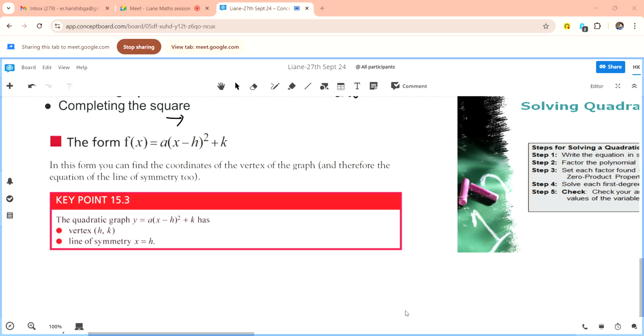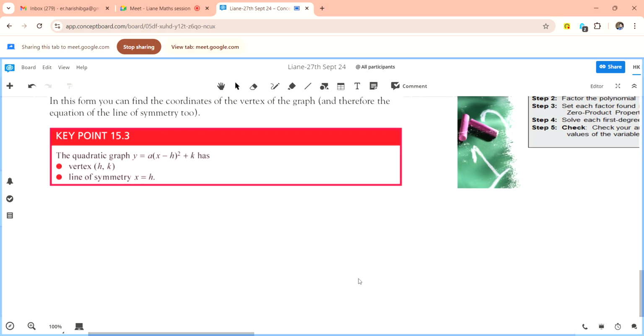So if I give you, for example, this sum, which is in the vertex form, and I'm asking you, what is the vertex?